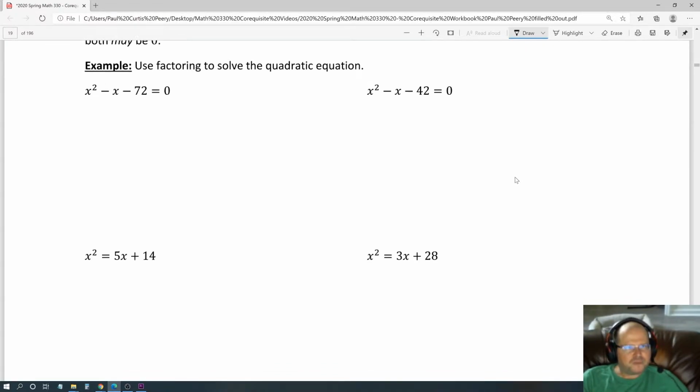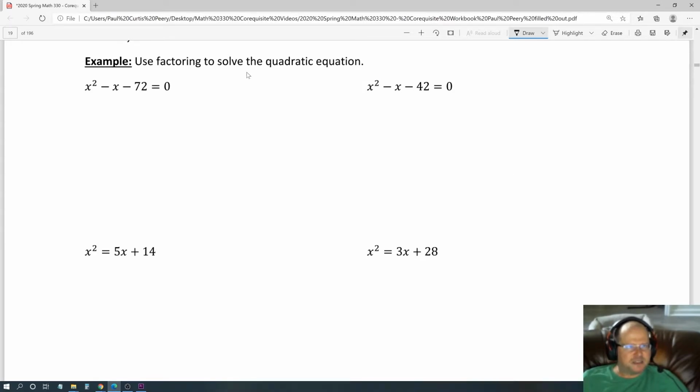Okay. So let's dive in. So example, use factoring to solve the quadratic equation. First, it's a quadratic because it has a second power. Next, we are going to break this apart because it's a simple trinomial, meaning it has a 1 leading coefficient. So take the square root of x squared, you get an x. It ends in a negative, so we know they're going to have opposite signs. A negative times a positive or a positive times a negative is a negative.